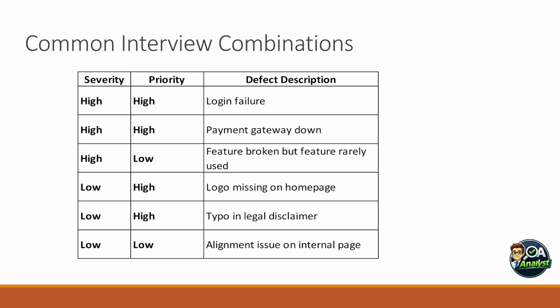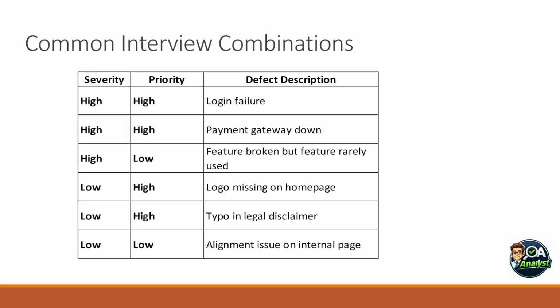The third example is high severity and low priority. The feature is broken, but the feature is rarely used. The functionality is broken, but very few users are affected. That's why it can be scheduled later for a fix. So the priority is low, but as the functionality is broken, the severity is high.